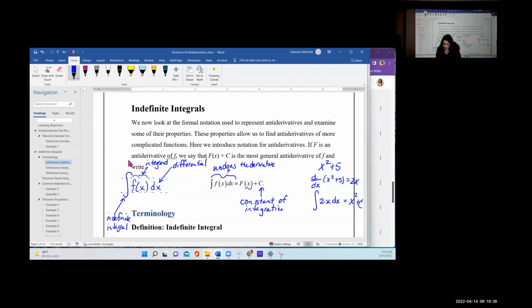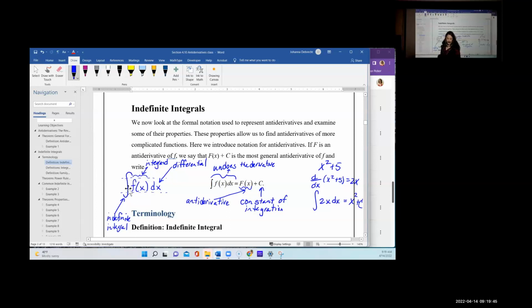And this F of x that you see over here, this is the antiderivative. So this is actually quite a bit of notation and quite a bit of definition. So let's go over it one more time and make sure that we're following what we're doing.